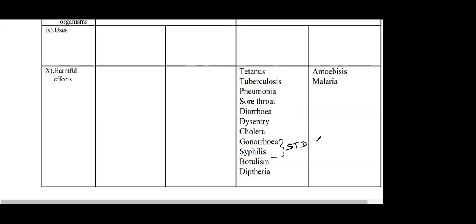Known as sexually transmitted disease. Then botulism and diphtheria. Botulism, foodborne, and diphtheria, that is nervous system. So this is for your respiratory system. Cholera, diarrhea, dysentery, this is your digestive system. So tuberculosis, pneumonia, all these, even sore throat, also part of your respiratory system.